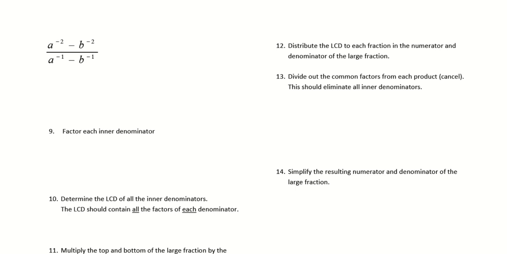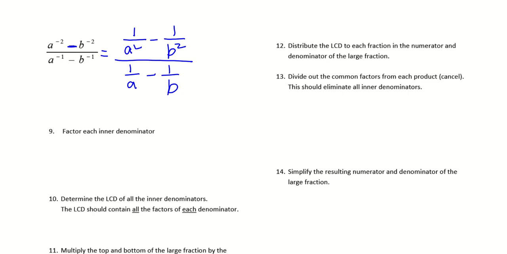So here I have an example that actually doesn't look like a complex fraction, but if we apply the meaning of our negative exponents, I can rewrite this as 1 over a squared minus 1 over b squared all over 1 over a minus 1 over b. Now be careful, because these powers with negative exponents are connected through subtraction, I can't just move what's on top to the bottom and what's on the bottom to the top, because it's not just a simple fraction.